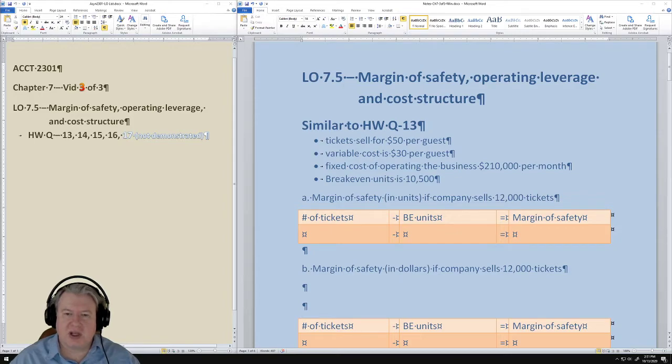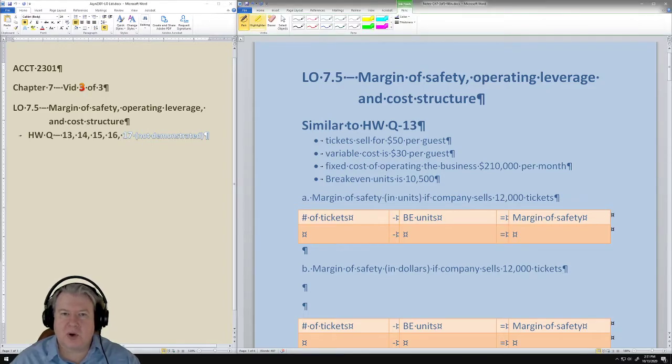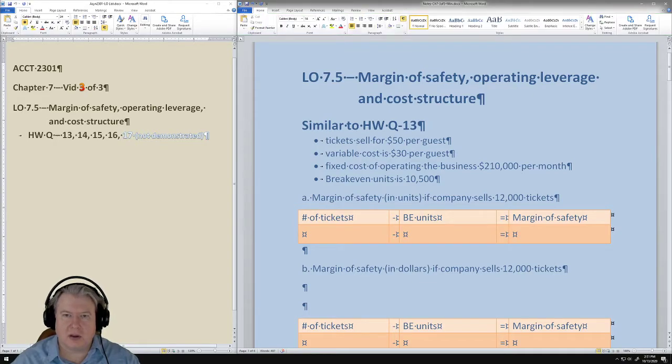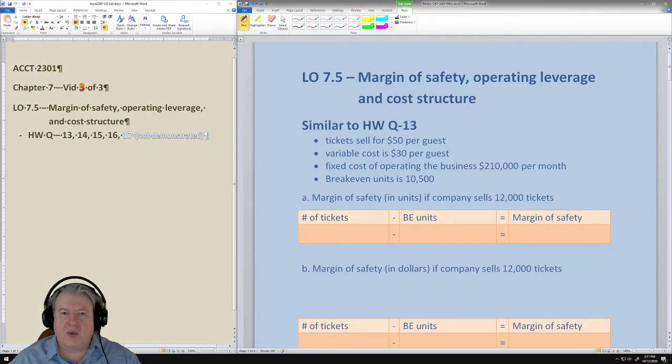So looking at this first bit here, we're going to cover a very similar problem as we've been using before, in that we have this dinner cruise and we're selling tickets to guests for $50 a ticket, the same scenario that we had for a number of other problems. So we're going to go over question number 13, which focuses on margin of safety. Question number 14 focuses on operating leverage. And then the other two are kind of a mixture.